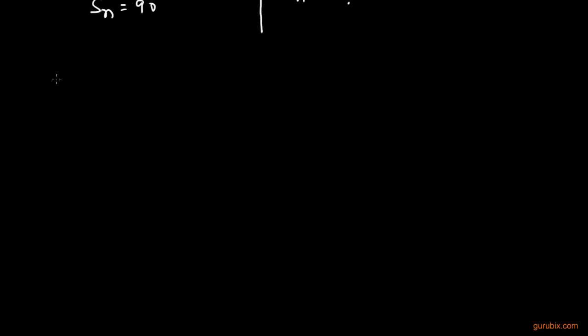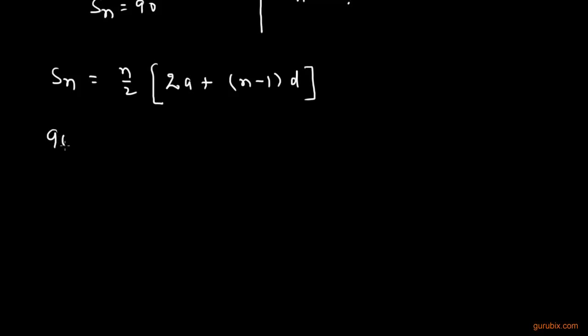First we shall use the formula of sum, and that is Sn equals n over 2 into 2a plus (n minus 1) into d. Now we shall put the values of Sn, a and d in this formula. This means 90 equals n over 2 into, and we put the value of a, that is 2, and d equals 8.